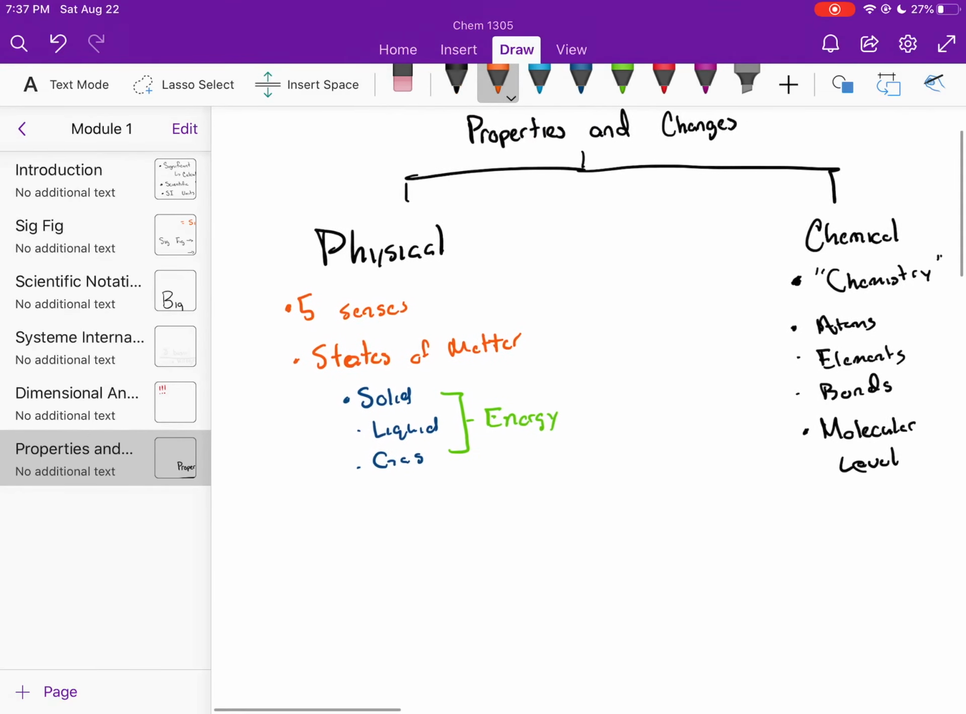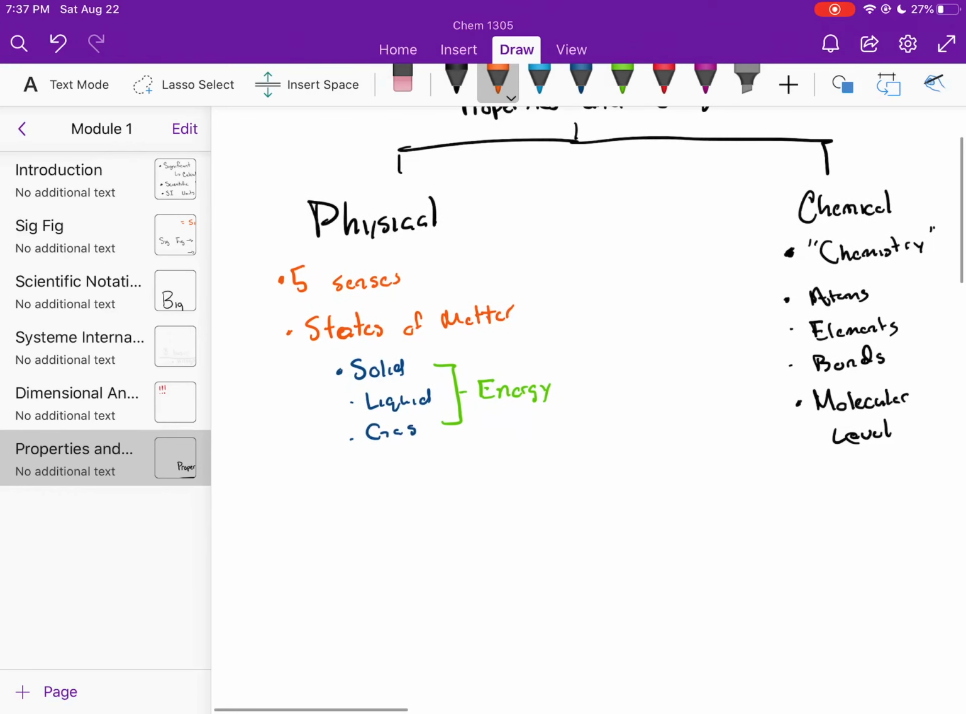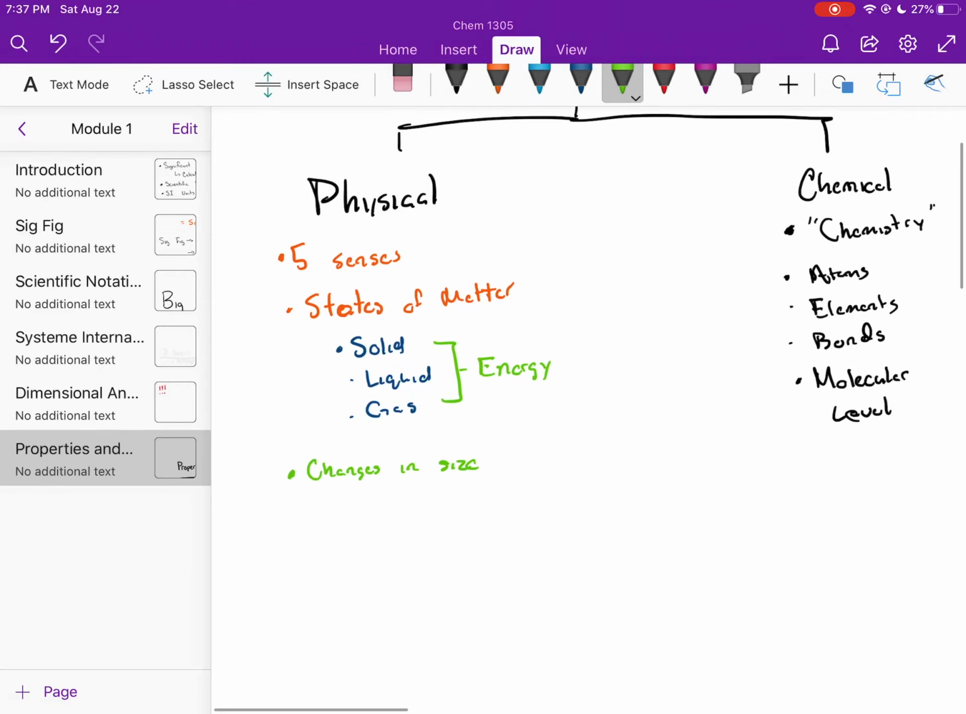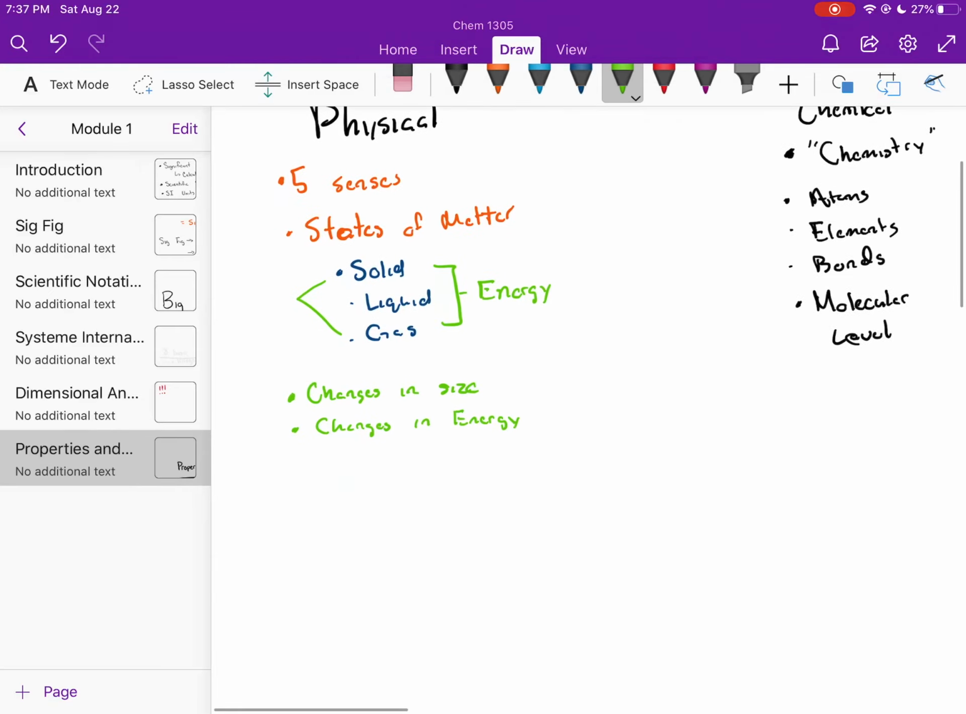So let's talk about changes. So let's do this in green. The most common changes you'll see is changes in size. So if I rip it up, if I break it down, if I take a glass bottle and I shatter it, or changes in energy. Right, and so that deals with this one. So like melting, boiling, that type of stuff.